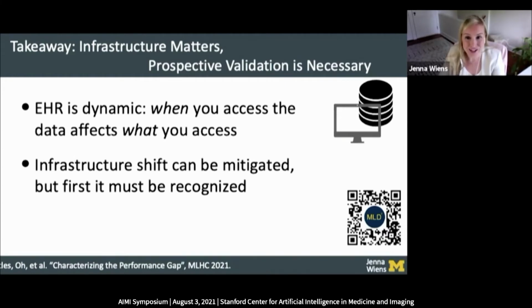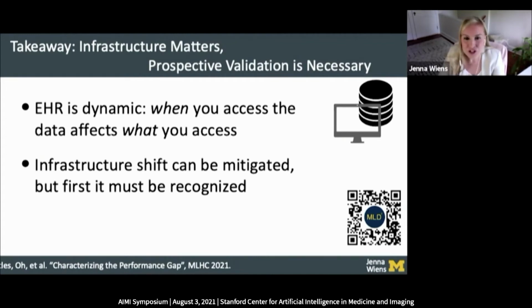The heart of the issue lies in the fact that when you access data affects what you access. We are trying to capture a moving target with snapshots taken at different times, retrospectively versus prospectively. The EHR is inherently dynamic.